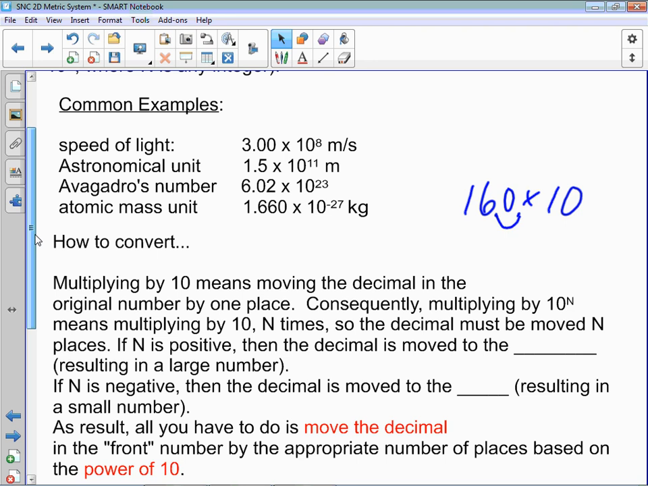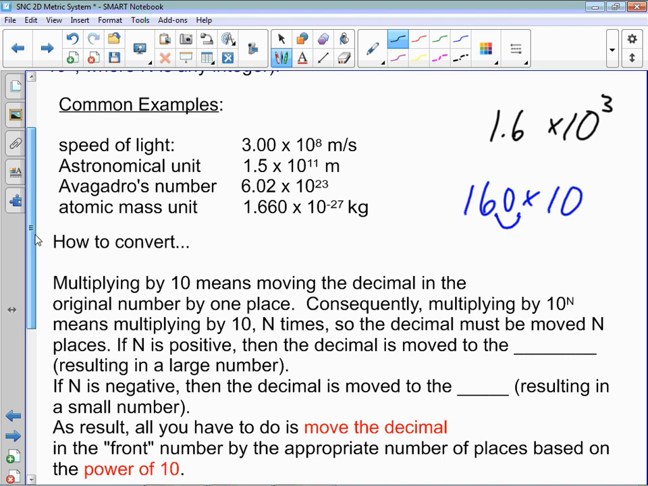What that really means is that if you're multiplying by a power of 10 to the n, you're just going to move that decimal place n times. If the number is positive, like 1.6 times 10 to the 3, then we're going to have to move the decimal to the right, because we have to make the number bigger. 10 to the 3 is a large number, it's 1,000. So we have to move the decimal to the right if n is positive.